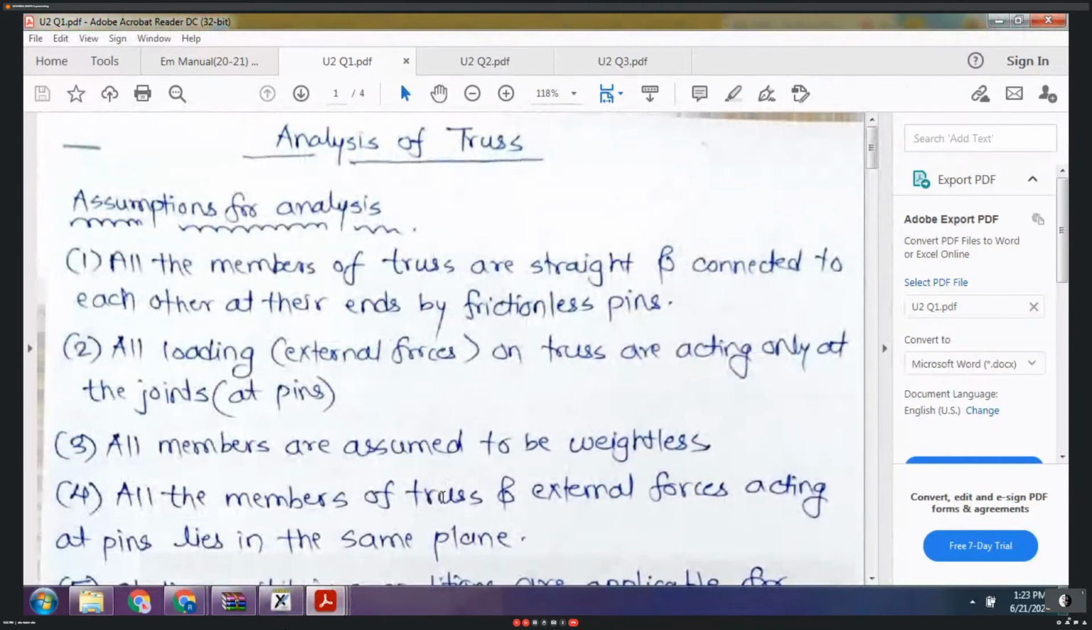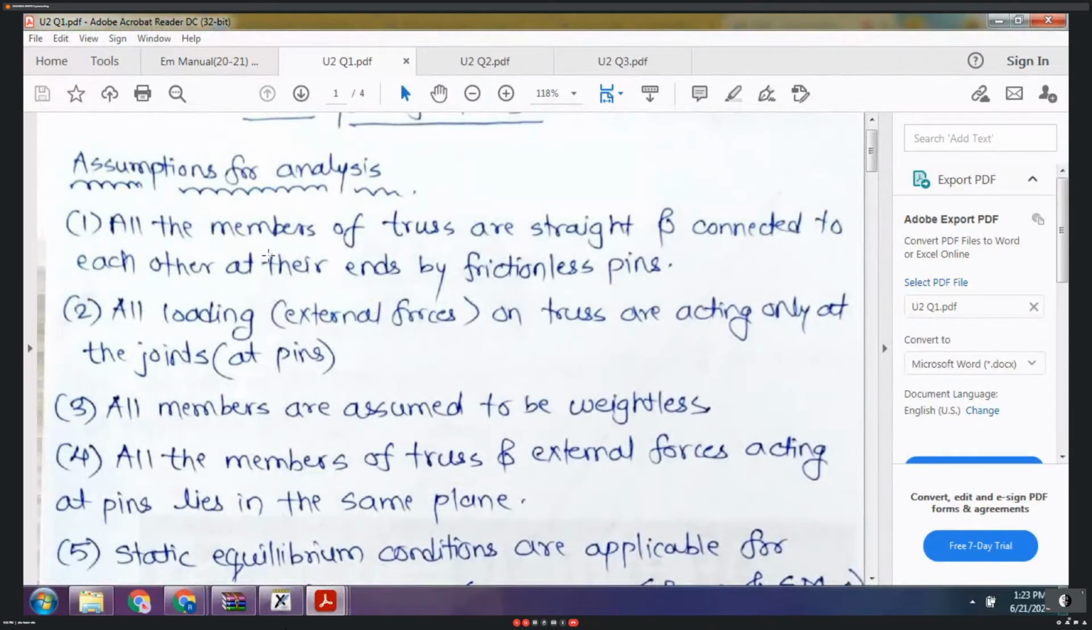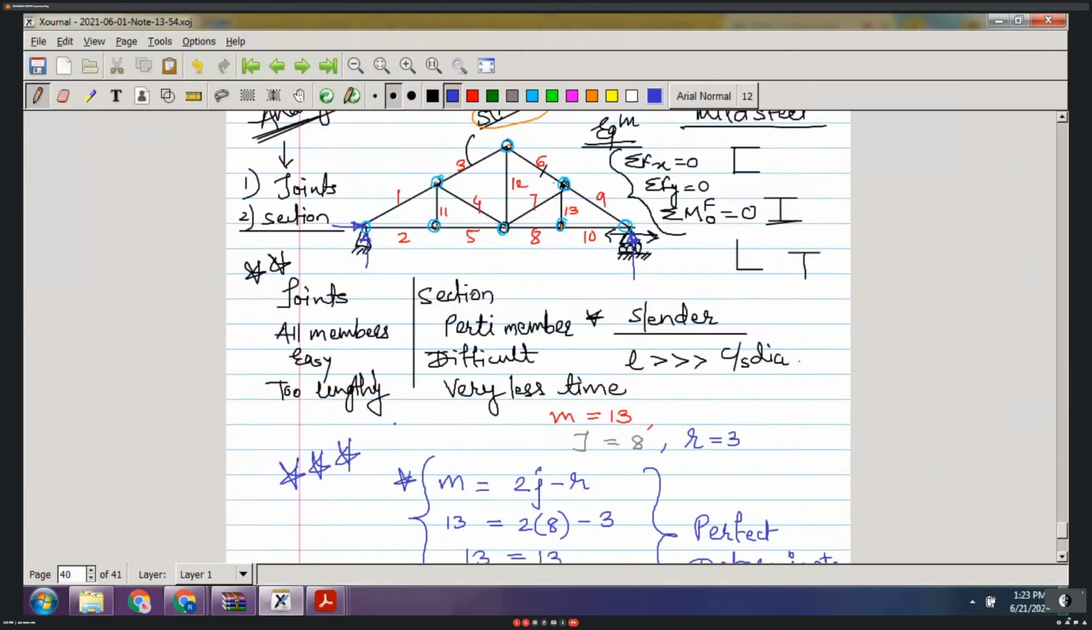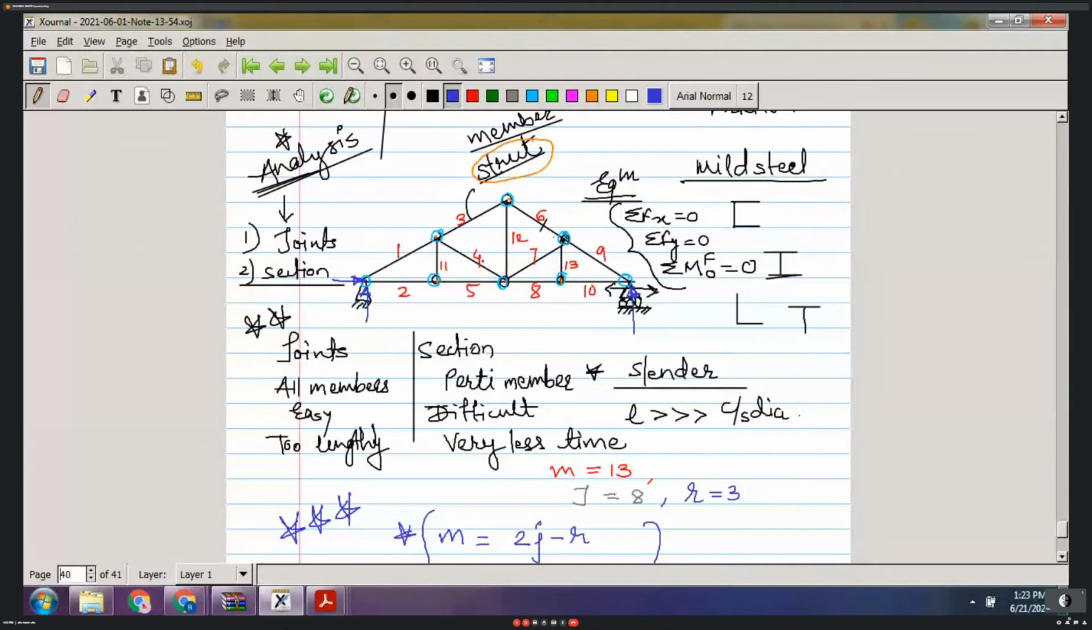One by one I will read. First, all the members of truss are straight and connected to each other at their ends by frictionless pins. Important MCQ, remember this. I will send this to you, don't worry. I will upload this to the classroom. So always remember that your truss members are connected only at joints. They are connected at the ends which are forming joints, and all these joints are frictionless pins.